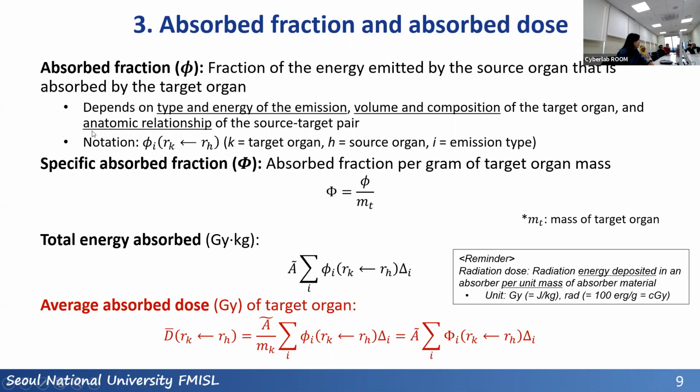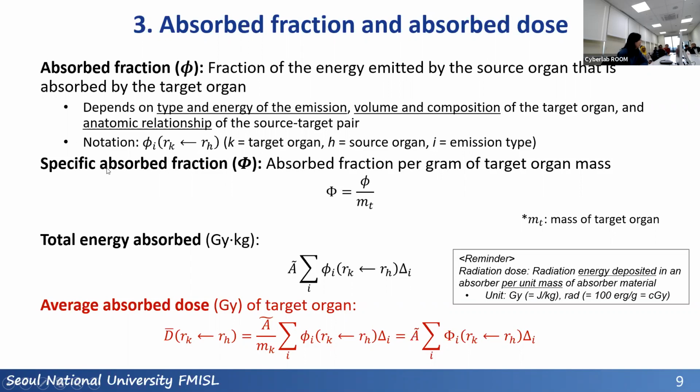Also, as we define the anatomic relationship in the average human model, it will also be reflected here. So these are all functions of the source and target pair. If you see the notation here, the right side is the source organ and the left side is the target organ. So the source organ gives dose to the target organ with a certain emission type.